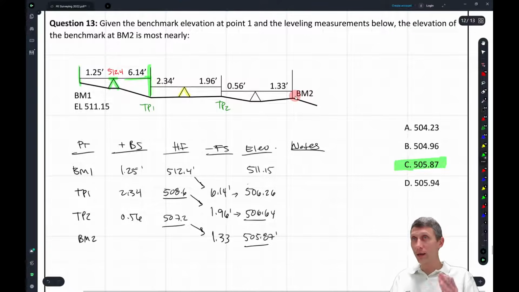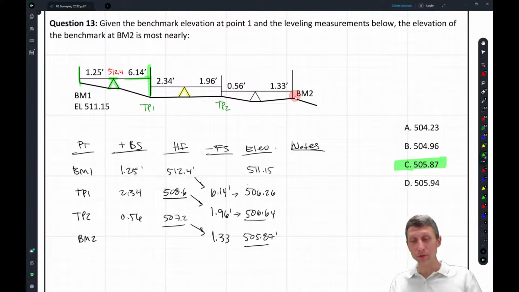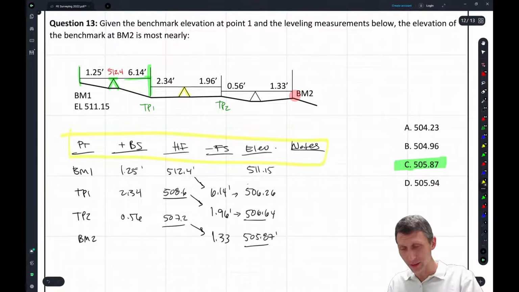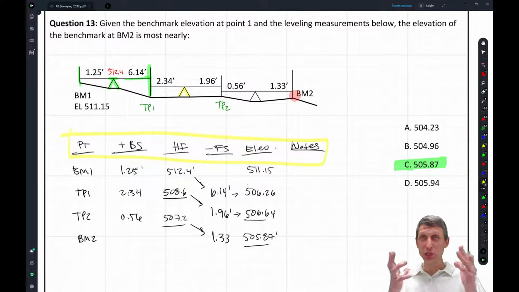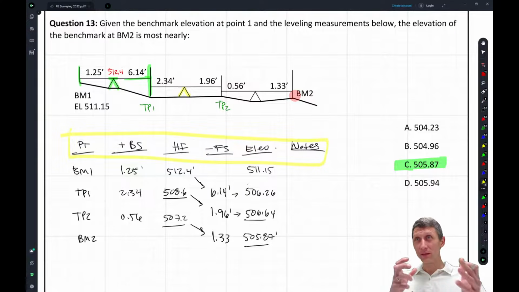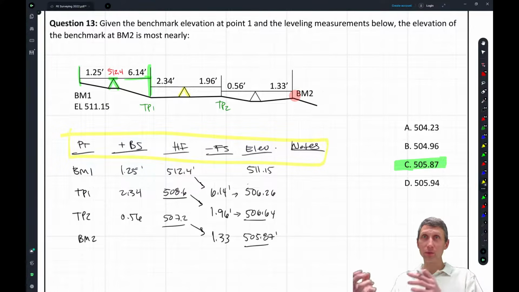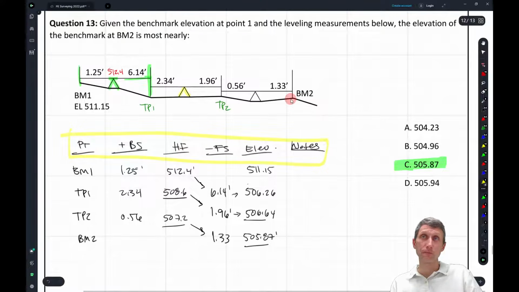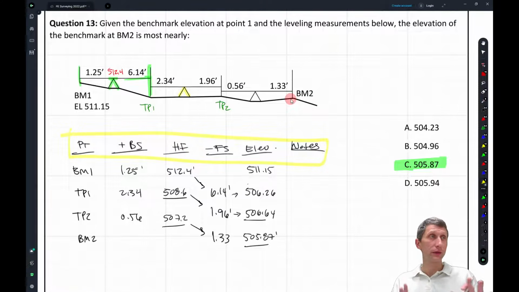So those are the basics of differential leveling. Hopefully, even if you don't remember the whole surveying note piece of it, intuitively you can figure this out. You add one, you subtract the other, you add one, you subtract the other, and you just keep working your way across until you finally get to the point that you're hoping to get to. Hopefully that's fairly straightforward, nothing too crazy.